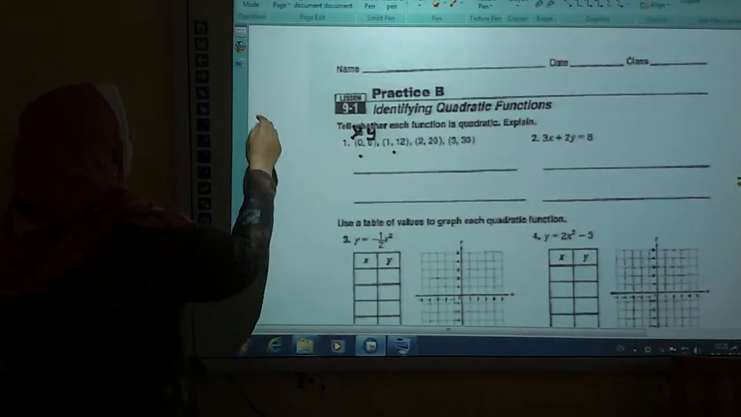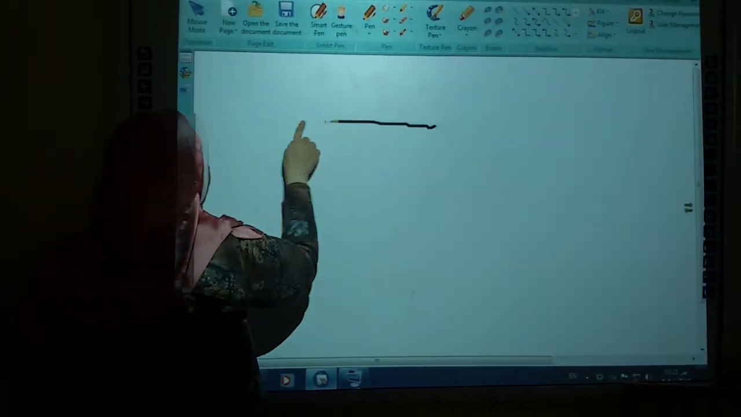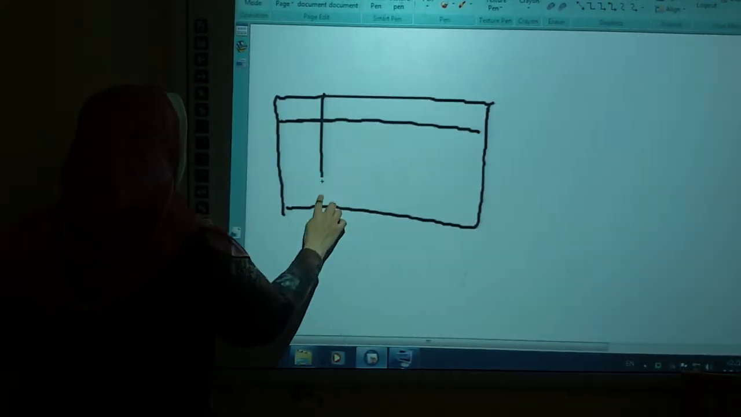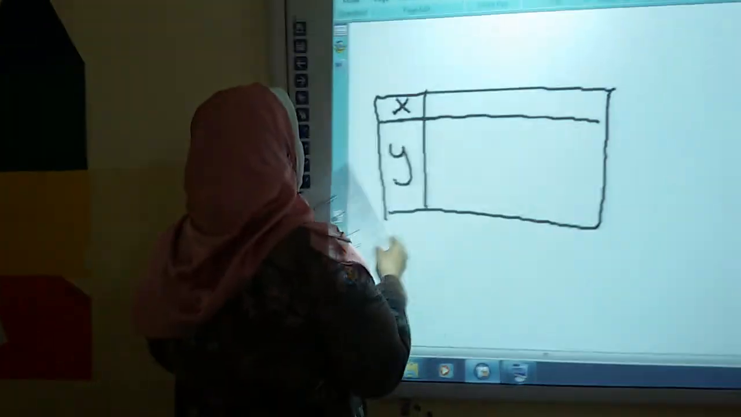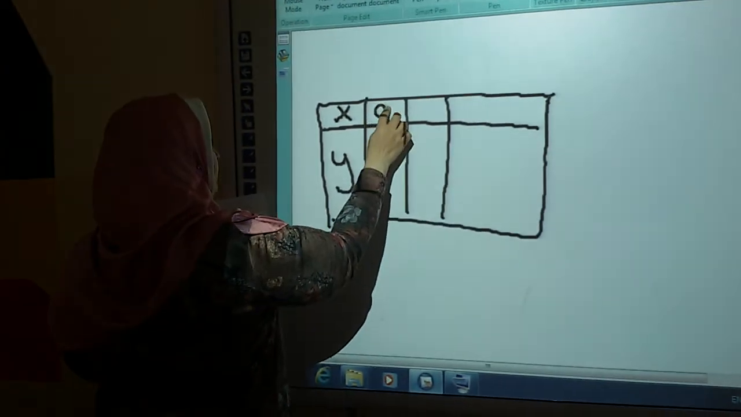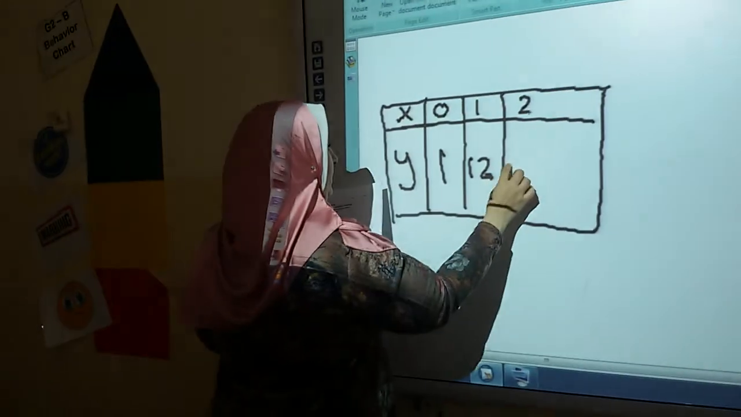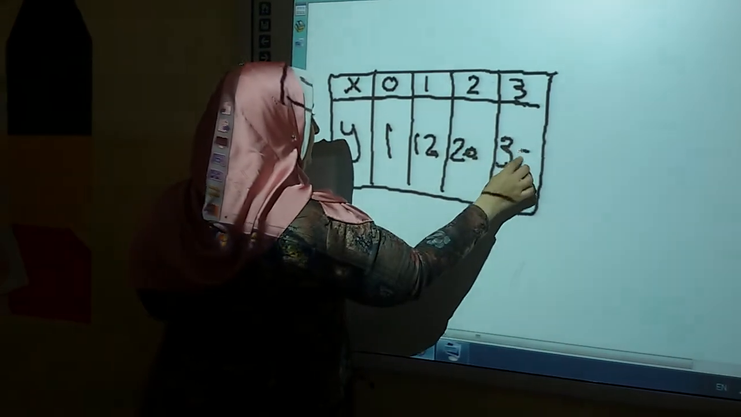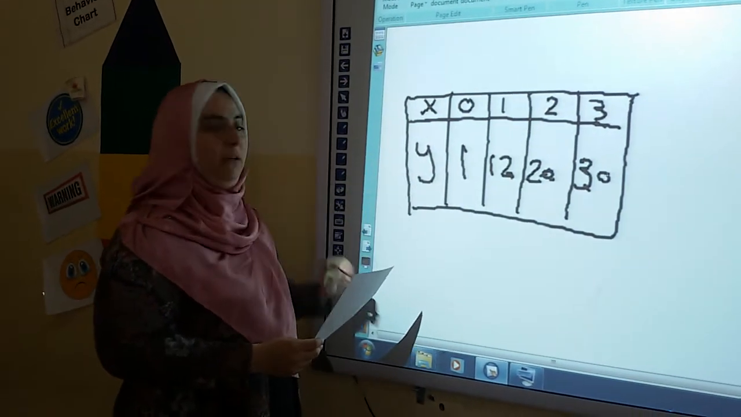I'm going to make a table like this. This is my x and this is my y, and I'm going to write the numbers in. I have here 0, 1, 1, 12, 2, 20, and 3, 30. So what are we going to do? We're going to take the difference between the x's and the y's.